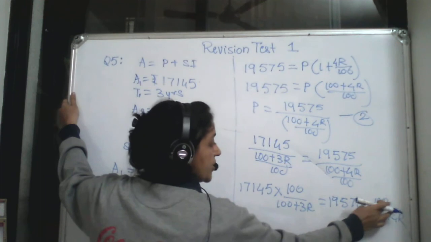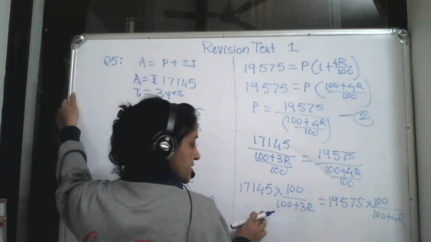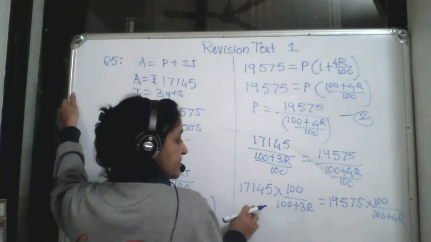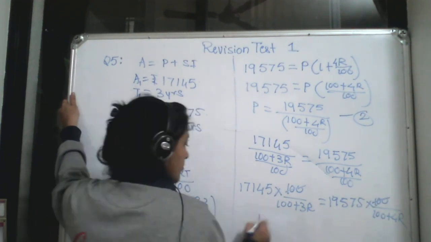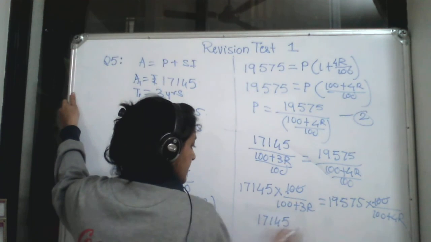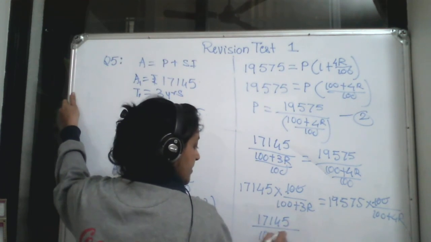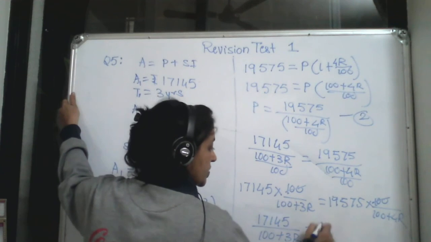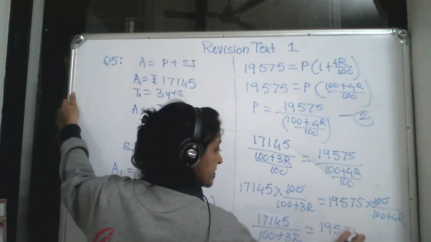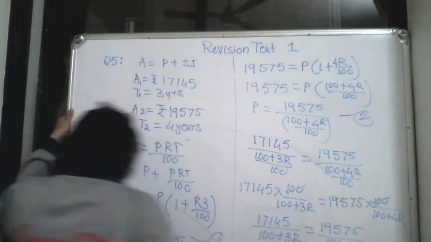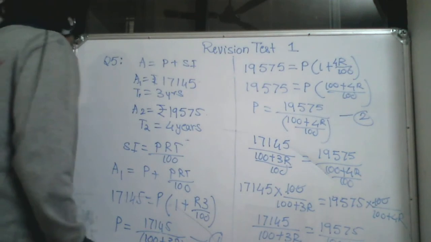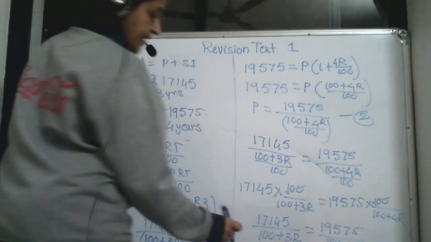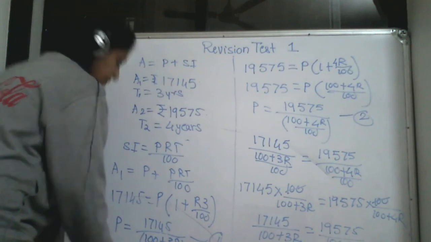Why? If I take this 100 and transpose it to the other side, but it is in multiplication, it will become division, so they will get cancelled. Hence, with that understanding, I am cancelling it. Now we have 17145/(100+3R) = 19575/(100+4R). It is not only this much, we can cross multiply now. How do we cross multiply? What are we supposed to do?